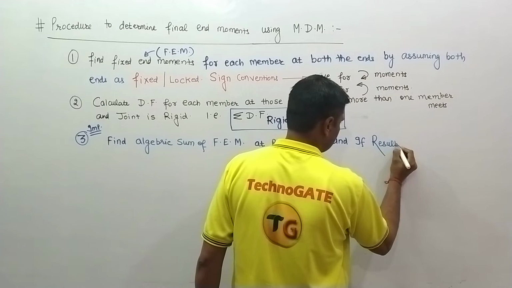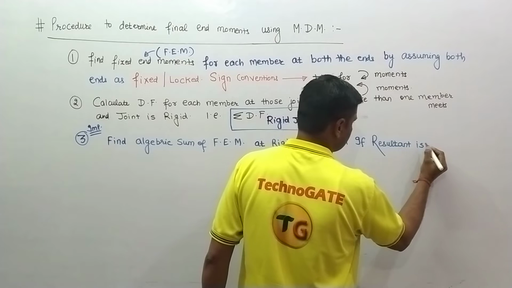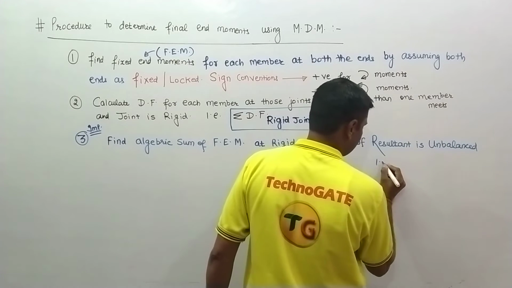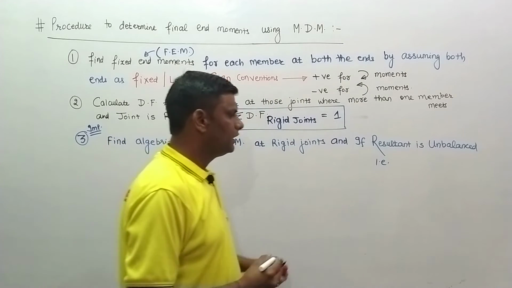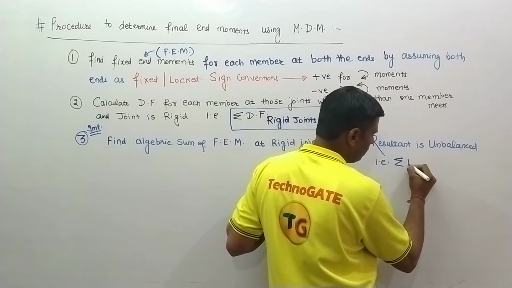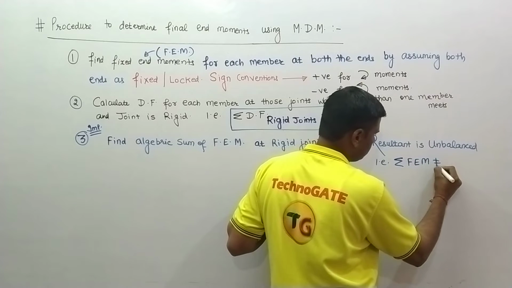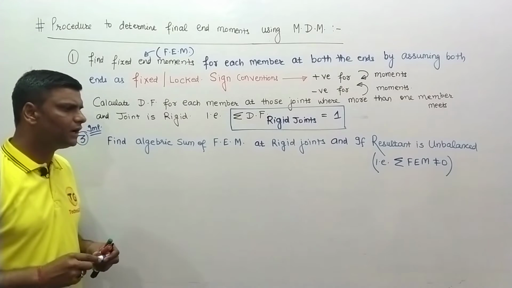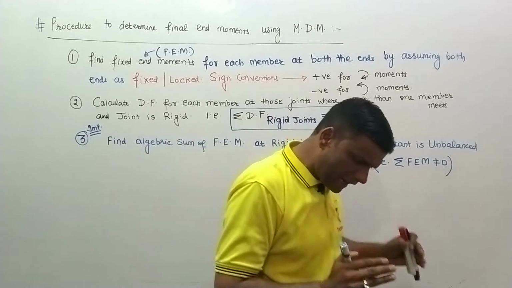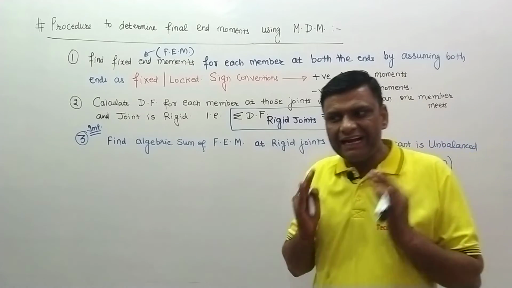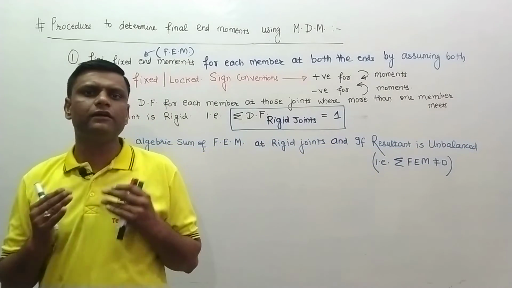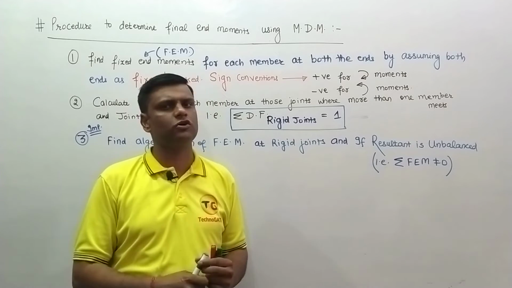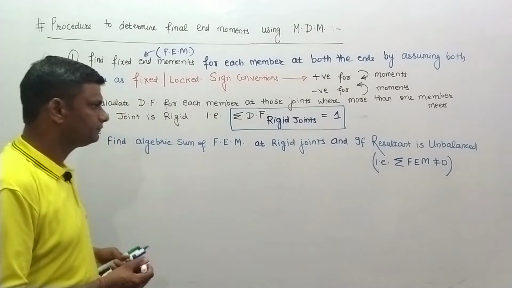and if the resultant is unbalanced, that is, the algebraic sum of all fixed end moments is not equal to 0, then we have to apply a balancing moment, and that balanced moment will get distributed in all the members meeting at that rigid joint in the proportion of their distribution factor.